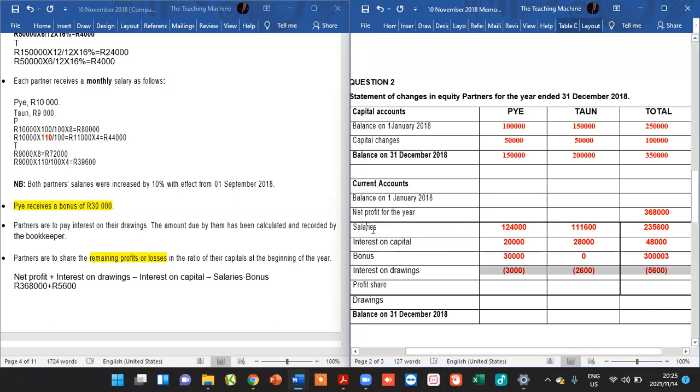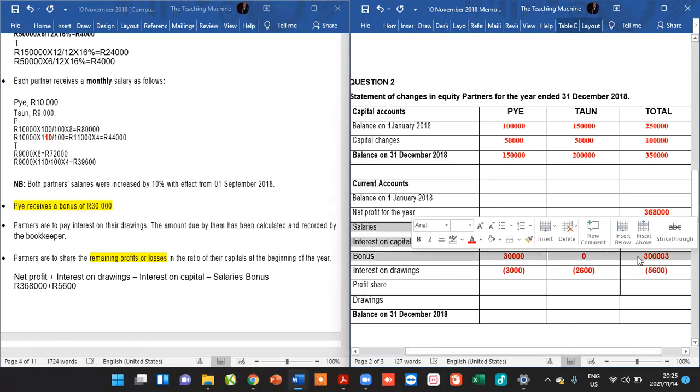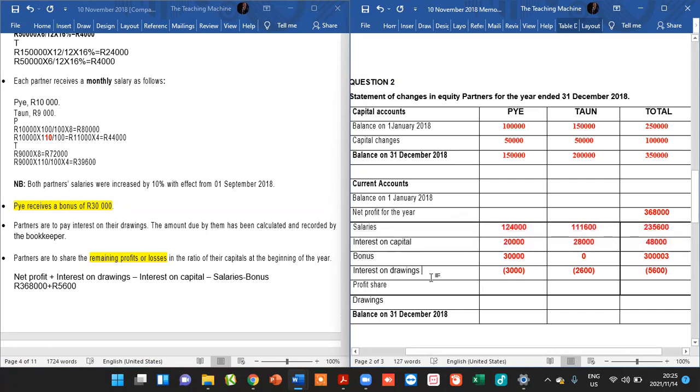When we close off these accounts with profit and loss, we debit these accounts and credit the profit and loss. But when we close off the interest on drawings, we debit the interest on drawings and credit the profit and loss. So don't stress about what I've just said. What you need to know is that when you work out the remaining profit, you need to add interest on drawings, but in the current account, interest on drawings will be recorded in brackets. That's what you need to know for now.